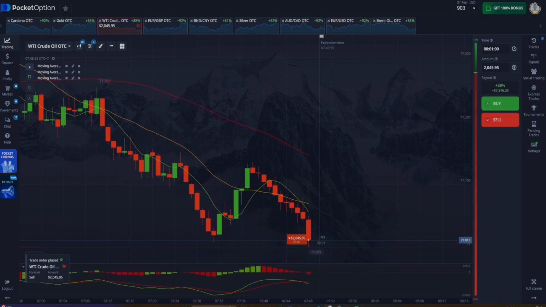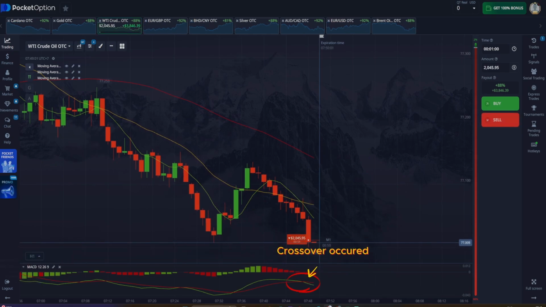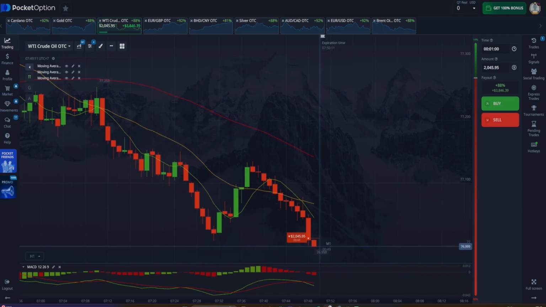I'm entering a sell trade because the MACD is clearly showing weakness. The main line has broken below the signal line, and the histogram has shifted from green to red. This tells us that buyers are losing strength while selling pressure is becoming dominant. Whenever the red histogram bars extend further after the crossover, it confirms that bearish momentum is intensifying. This makes the sell entry very reasonable and highly probable for profit.